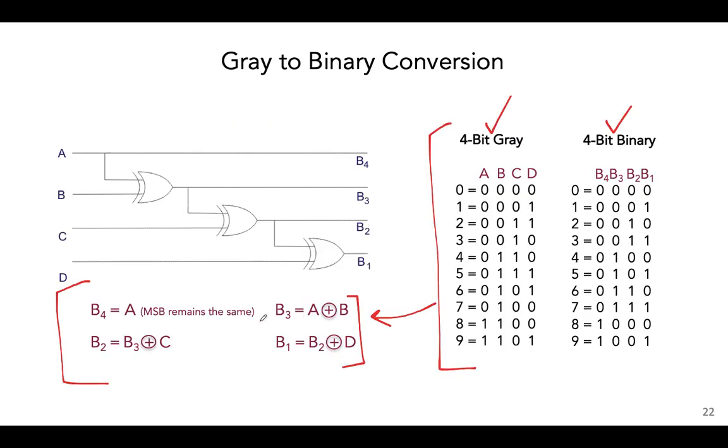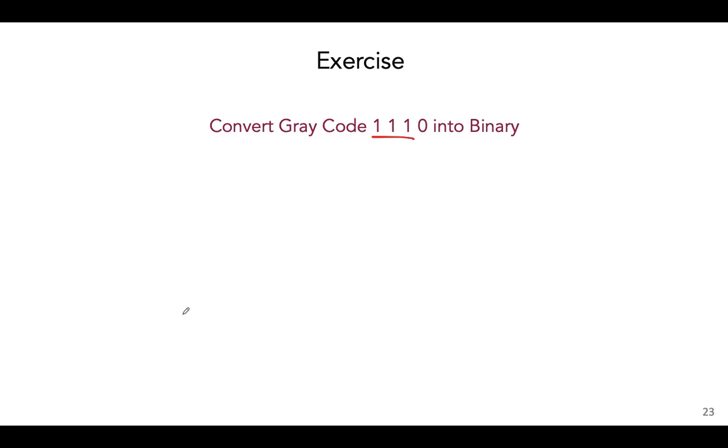You can see here B4 is the same as A. The MSB remains the same. So the first bit remains the same. This is our binary.